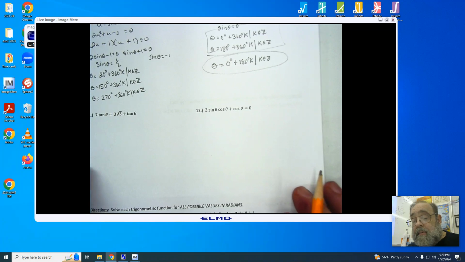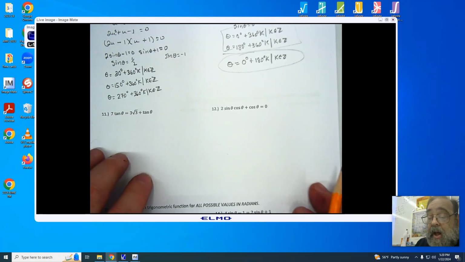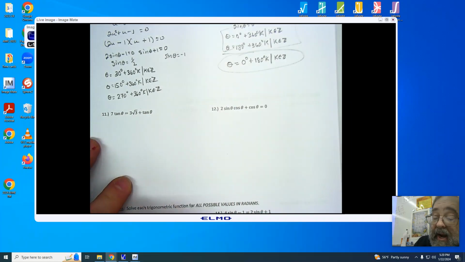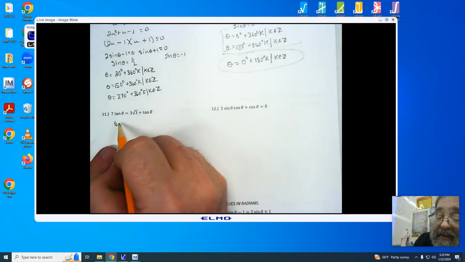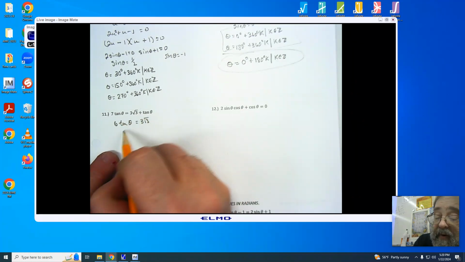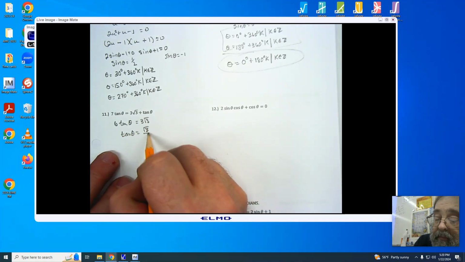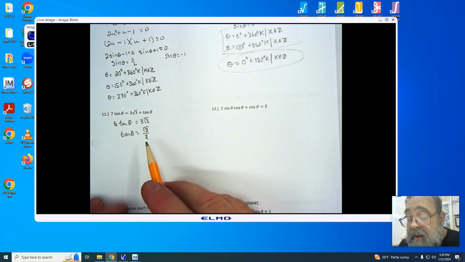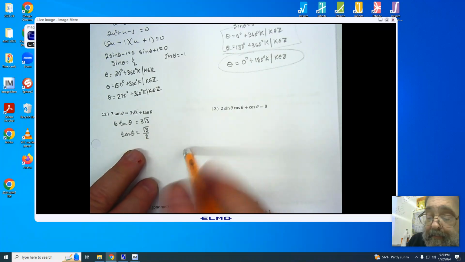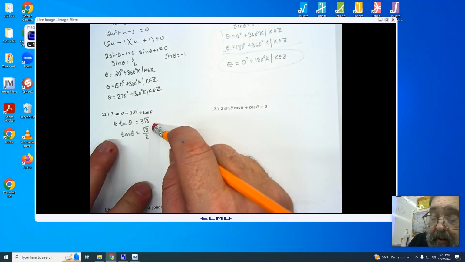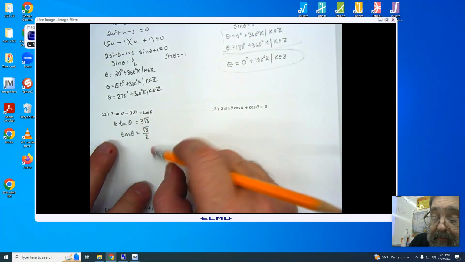Working in number 11. Now, when I'm working with number 11, I'm going to want to try my best to make sure that I bring things over. So I'm going to subtract a tangent, and that's going to give me 6 tangent theta, and it equals 3 root 3. Dividing both sides by 6, I get the tangent of theta is root 3 over 2. Now, let's just make sure. So I subtract 1, I get 6. I divide 6 times 3, factor out the 3.